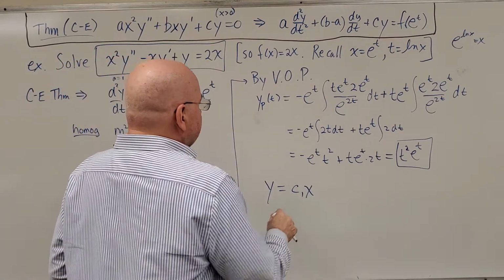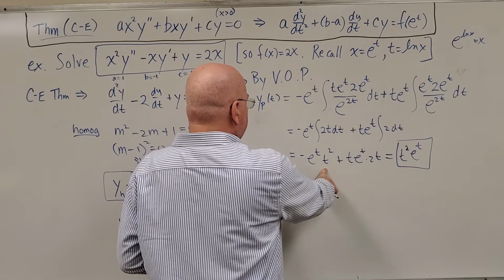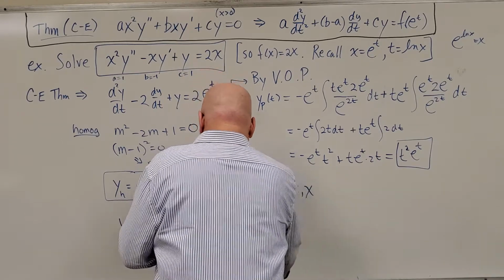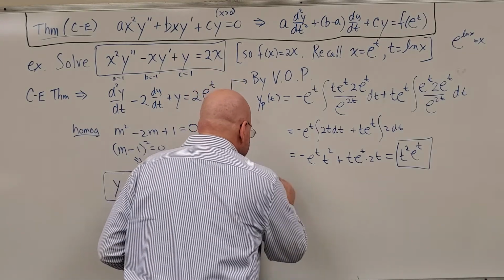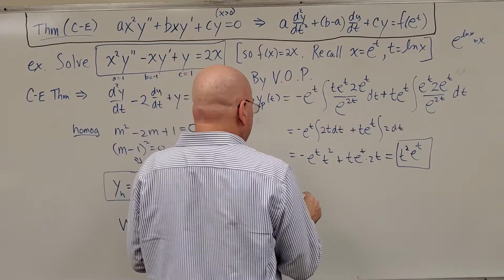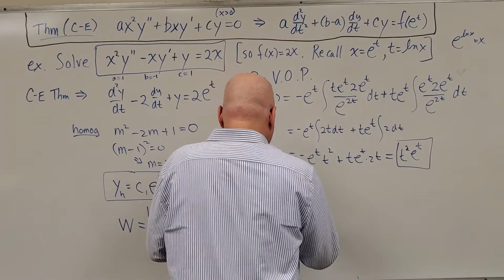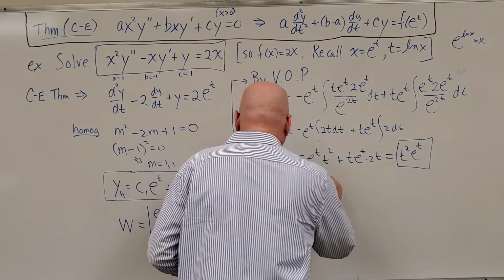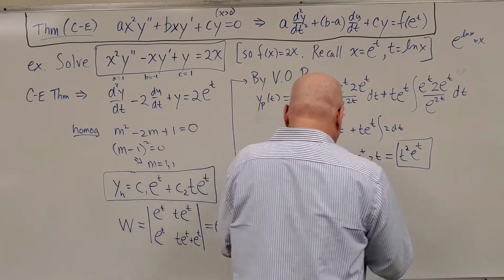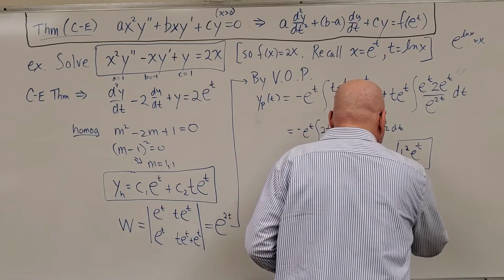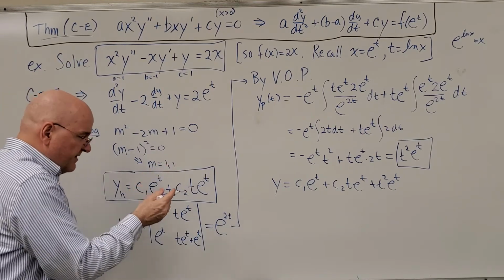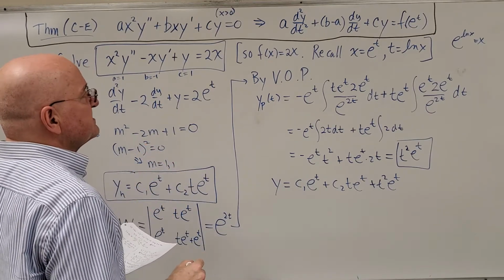So let's just double check that. t squared, I'm going to have to do this in two steps. Let me do some simplifying with the t. Let me write down the whole thing. We've got c1 e to the t plus c2 t e to the t plus t squared e to the t. This is the equation that we're almost done with. We just need to convert that one to use x's, so we need to do the substitution.